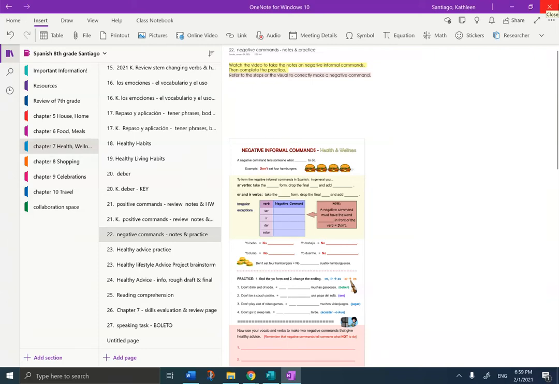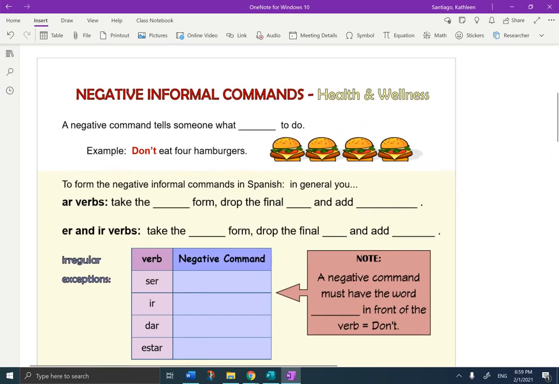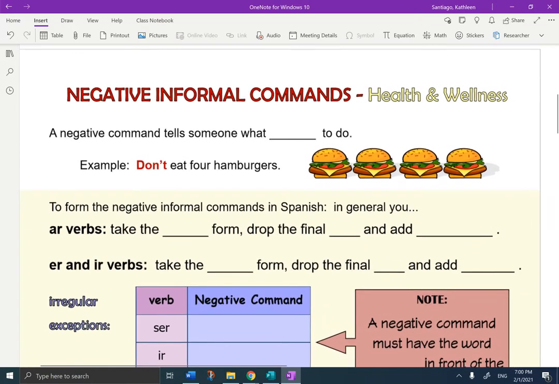Hola, estudiantes. It's Mrs. Santiago here, and today we are going to take the notes on negative informal commands as they relate to health and wellness. I'm in your OneNote, Chapter 7, page 22. I'm going to eliminate the table of contents, and I'm going to make the page big. Okay, let's take some notes.